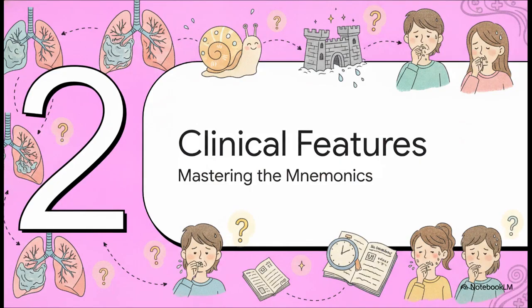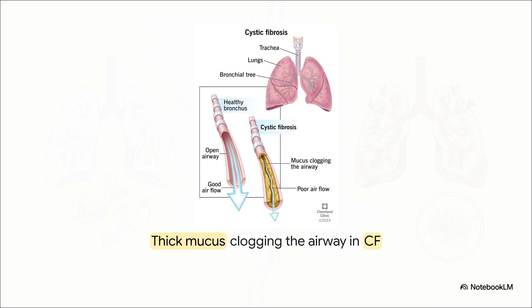Moving on to Part 2, clinical features and mnemonics. Because of that complete lack of water we were just talking about, the mucus in a CF patient becomes unbelievably thick and sticky. I mean, this stuff acts like a physical plug. It clogs up the airways, traps bacteria, and totally sets the stage for chronic, recurrent pneumonias. Initially, you'll see infections from Staph aureus, but later down the line, Pseudomonas becomes the major culprit.